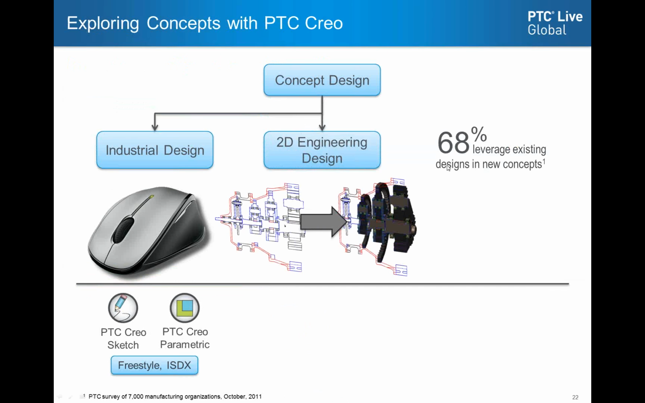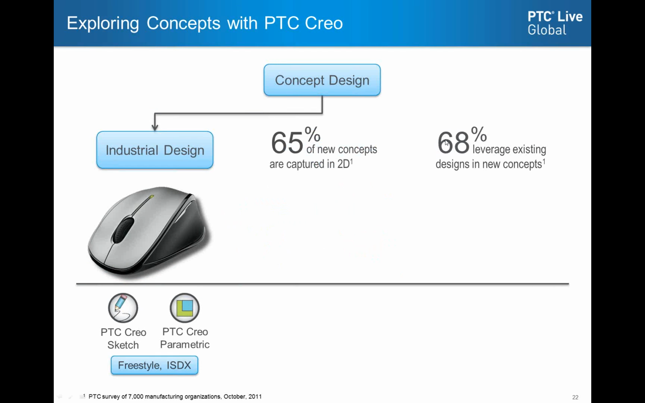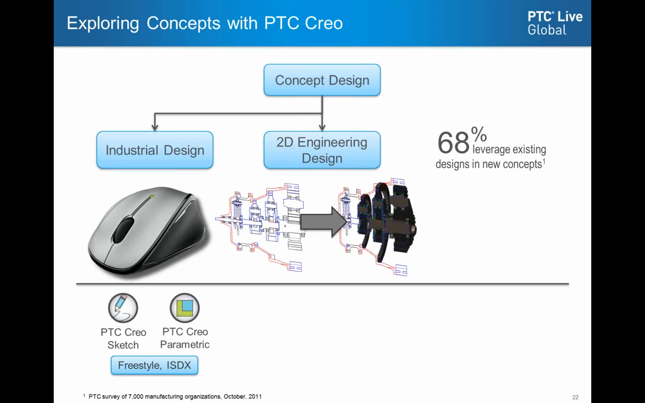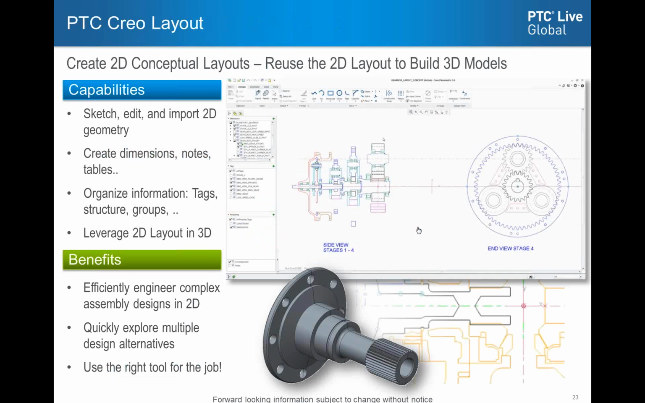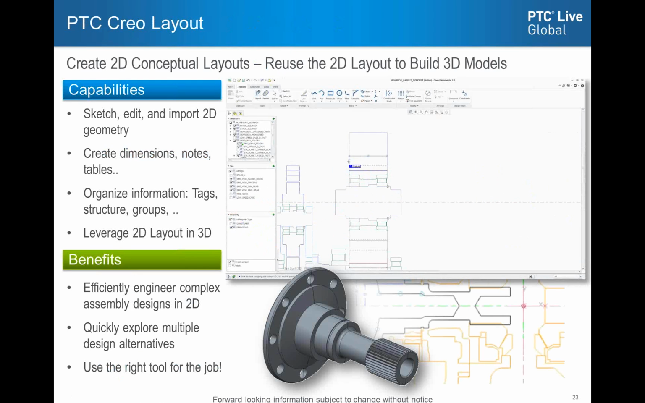The next area of concept design was around 2D concept design. So when speaking to a number of customers, 65% of the ones we surveyed said that they generally start new concepts inside 2D. It's easier for them to lay out the concept in a 2D environment rather than a 3D environment. So for this, we introduced a new app or application called Creo Layout. Creo Layout is available both as an app as well as an extension to Creo Parametric. And it's really a dedicated 2D environment for laying out and designing your initial concepts inside 2D.